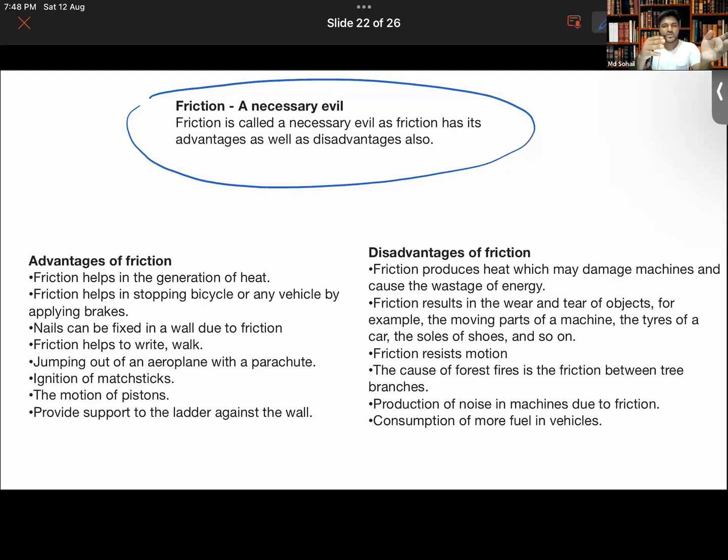If the lubricant has dried, that will lead to generation of friction, right? So there you will see more and more fuel will be consumed. Consumption of more fuel will be seen in the vehicles then, right? Then you will see friction also leads to generation of sound as well. So it might lead to sound pollution as well. Okay. Now, what are the ways to reduce this friction?